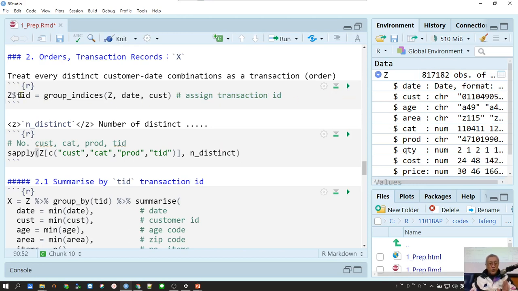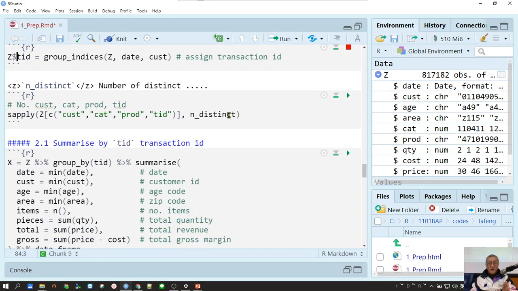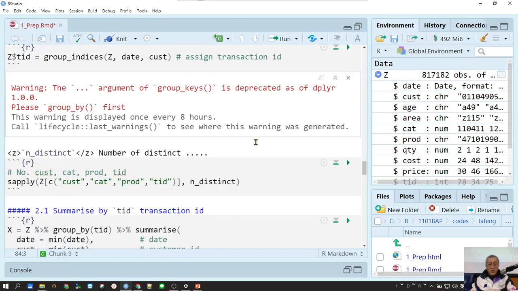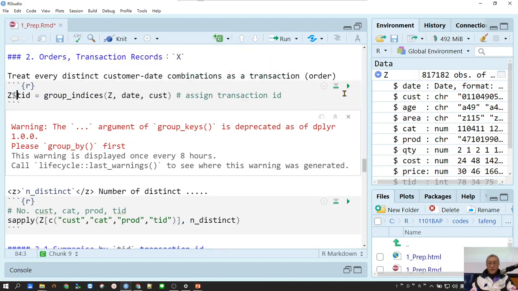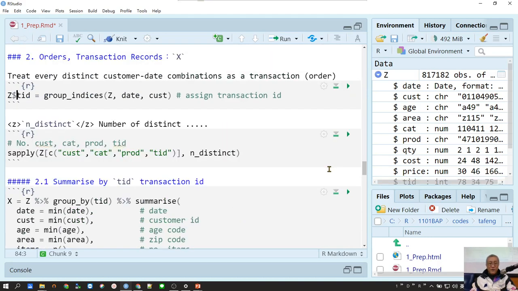So we have a new column, TID, added into this Z. Sorry, there's a warning, but I think you don't need to worry about that, okay? For this function, group indices, they will group the same day and customer.